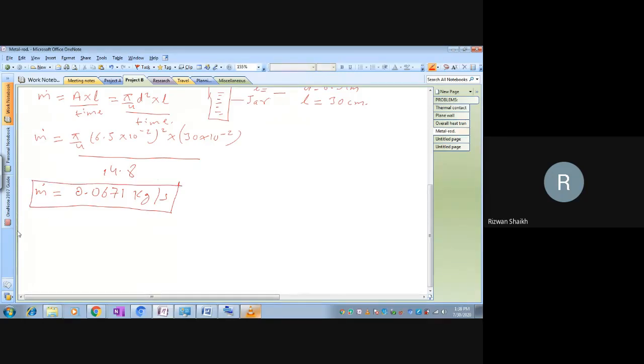Now once we got the flow rate, we can say the rate of heat flow through the rod is equal to the rate of heat flow through the water jacket.